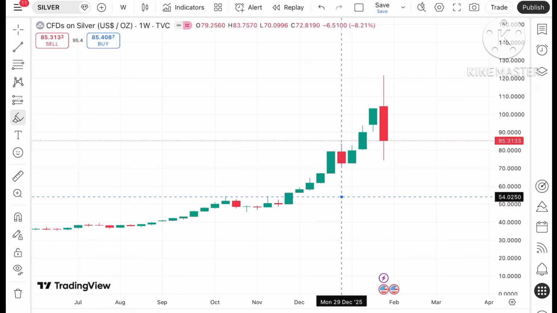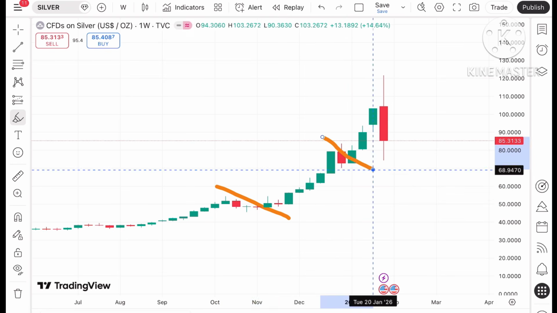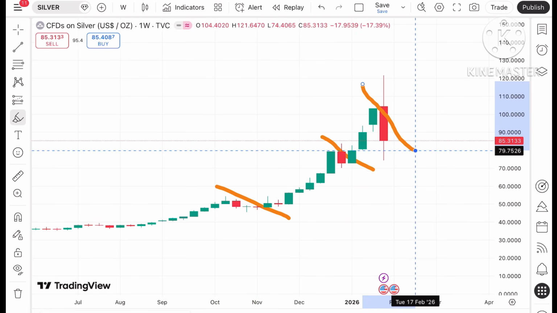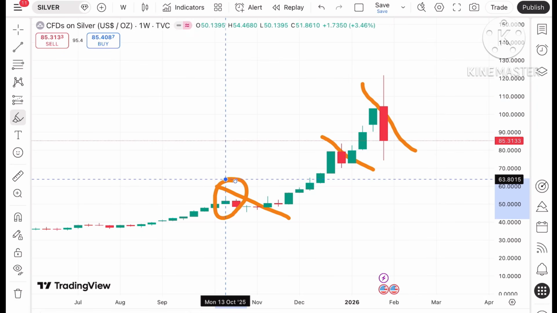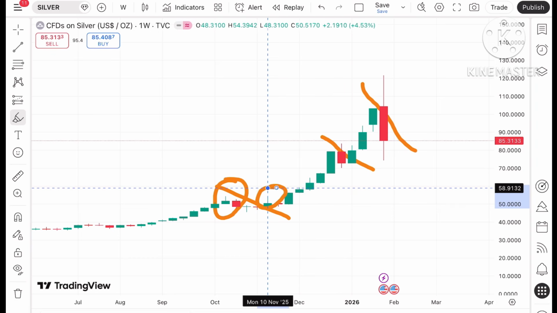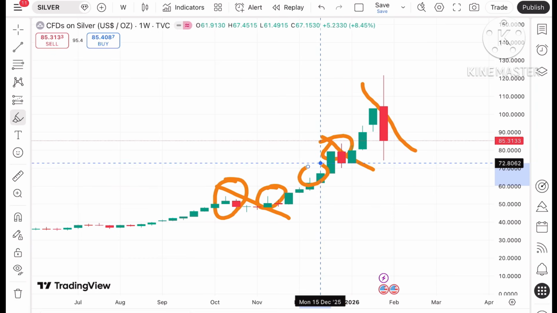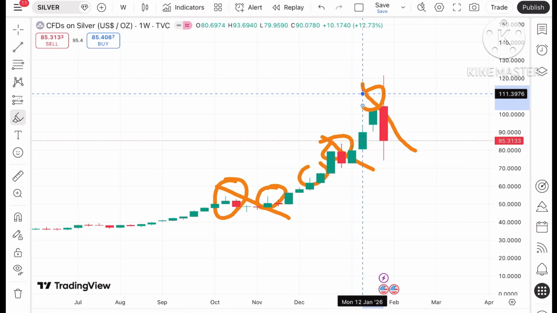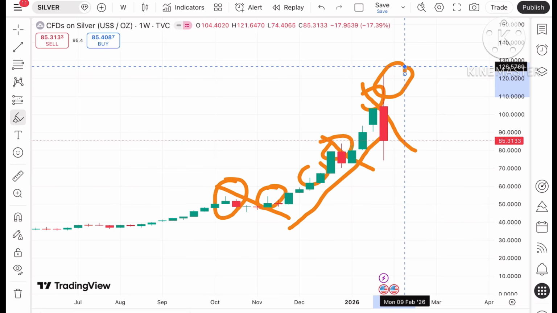And what I have told you clearly is that whenever it was making a new high, we have seen a good fall come, and that fall can be big as well as small, but it is more than 10%. See, if you look at all these levels, whenever it is going to a new high, it comes down. This is what we have seen in this particular week.